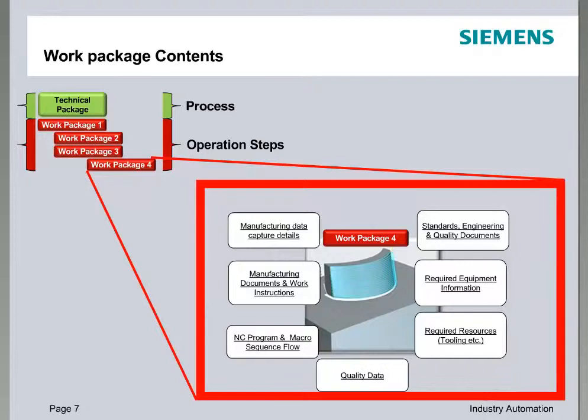So the contents of the work package really are everything that you need in order to execute that particular stage or step. So it could be manufacturing data, it could be details of measurements that need to be made, it could be standard engineering documents or quality documents, equipment that's required, resources like cutting tools, quality information, everything that needs to be stored against that step to make it easy for the person that's going to execute that step to see the information is really what we deem as the contents of the work package. This is where we want to bring it all together.